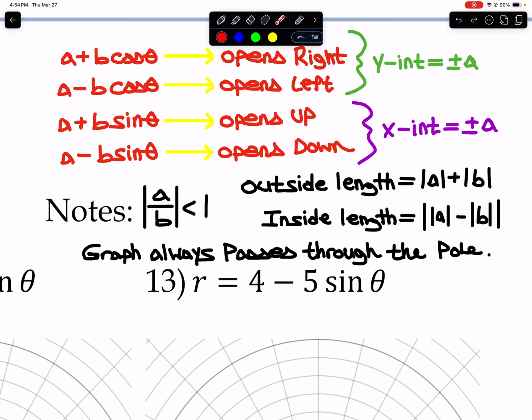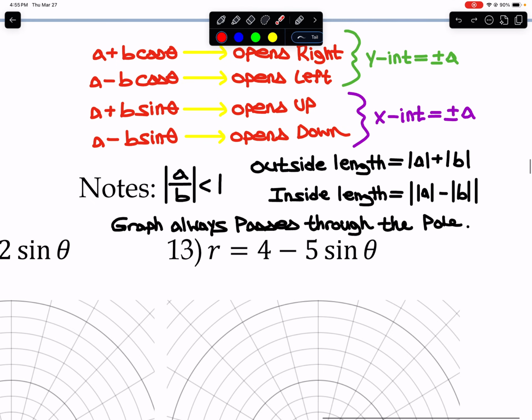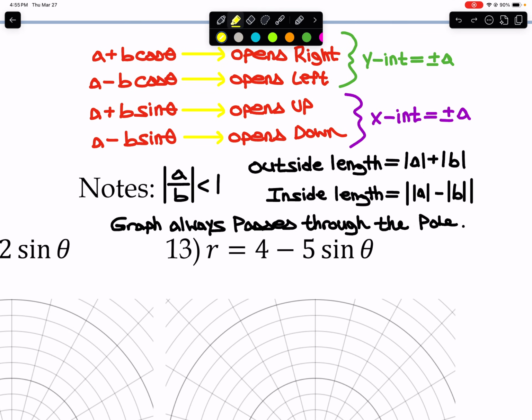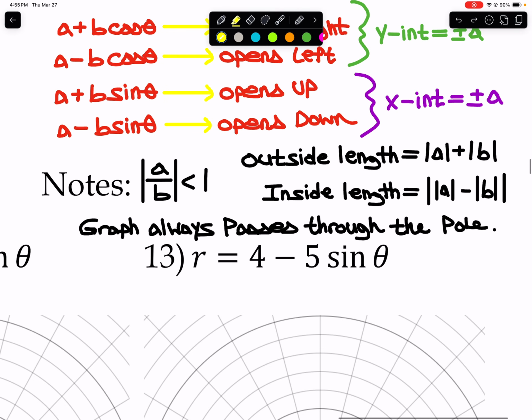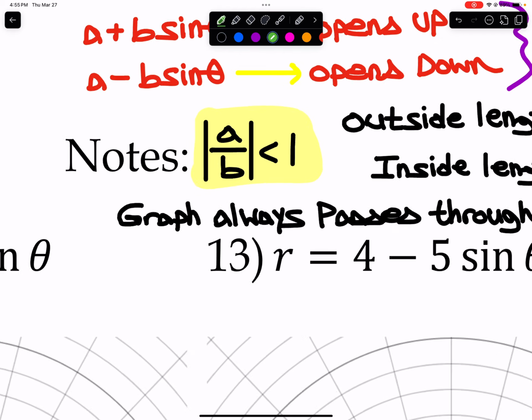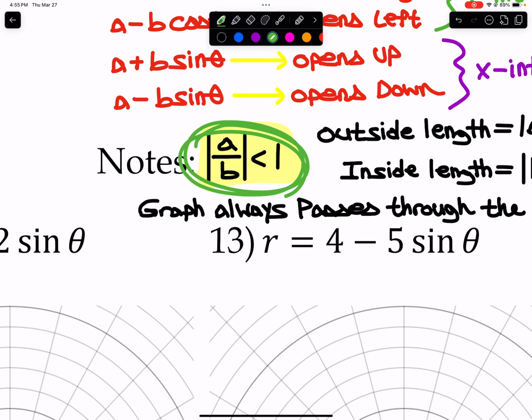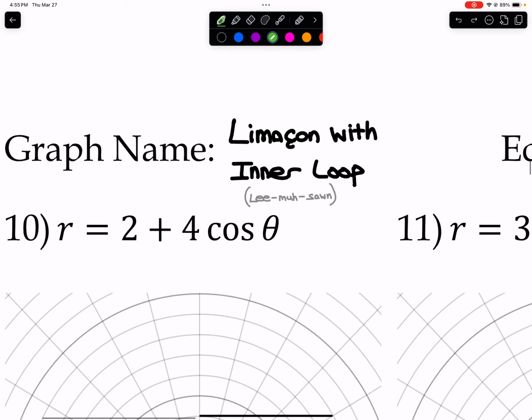So when we look at the limacons with inner loops, now we're going to take a look at the notes over here. What's going to be super important that you need to have as your takeaway is going to be the ratios of your a and b values. That's what's really going to distinguish your polar graphs from one another. So if I simplify my a and b value ratio and I see that it's less than 1, that is what's going to tell me that it's going to be a limacon with an inner loop.